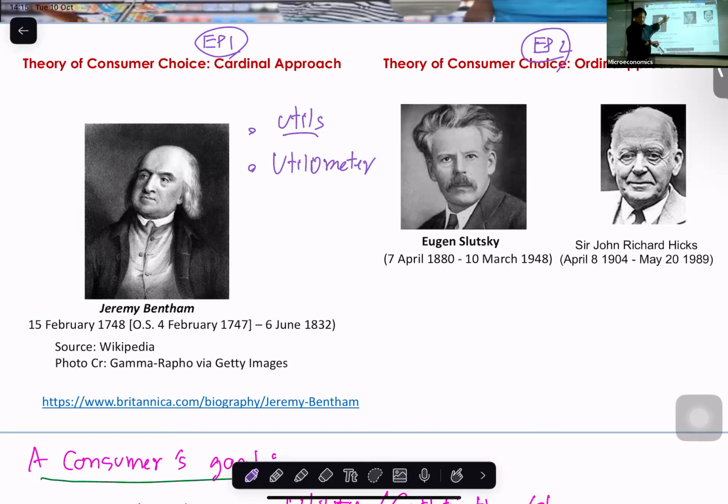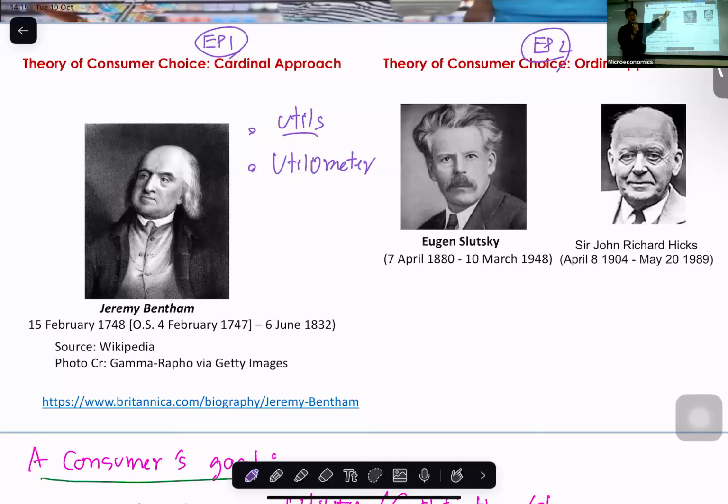Like we use a thermometer to measure temperature, this guy dreamed of having a device that can be used to measure consumer happiness. And the unit of measurement, utils. Like when you finish drinking a bottle of water, if you have this machine, it can tell how many utils you derive from this consumption.